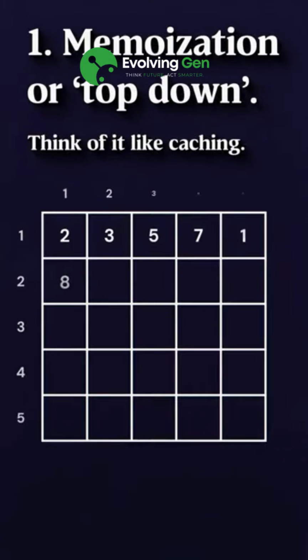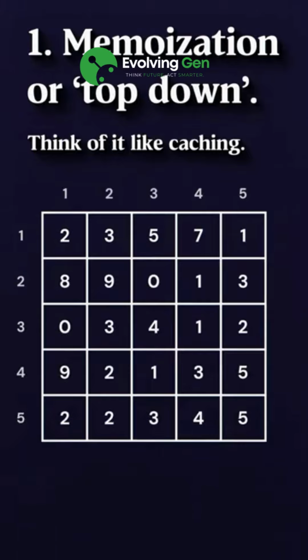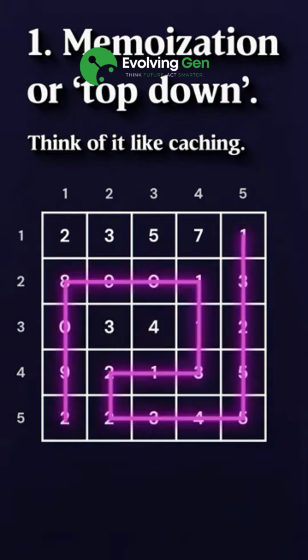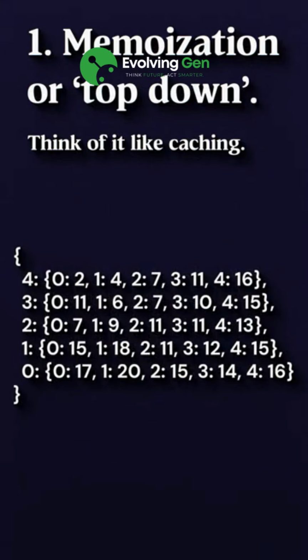And there are two basic approaches when it comes to actually writing a dynamic programming algorithm. One, memoization or top-down. Memoization basically means caching. We write the algorithm as usual, but instead of recalculating the cost or the results of every subproblem every time, we store the results in some sort of cache. For example, a simple nested dictionary in the case of our grid.